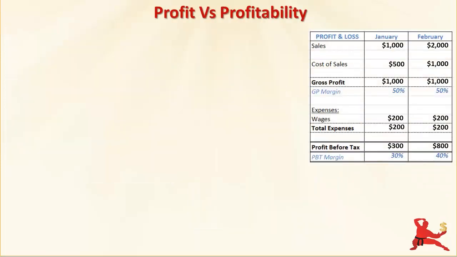Let's look at profit versus profitability. Gross profit is the profit you make after deducting the cost of goods sold from your sales. You still got to cover overheads and other expenses. Profit before tax is the profit your business makes after deducting overheads and other expenses, but before paying income tax. In this example, we've only got wages as an expense.